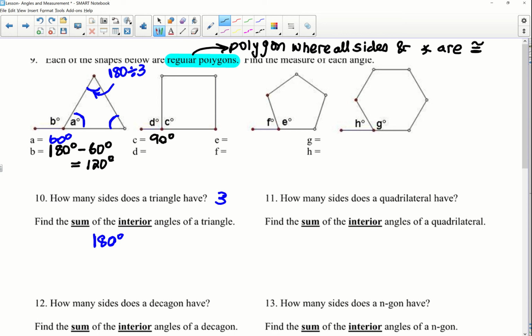All right. So here I'm kind of going the other way, where if I know each of these angles is 90 degrees, and there's a total of four of them, if there's four sides, there's four angles. If there's five sides, there's five angles. If there's 10 sides, there's 10 angles. All right. That tells me, going to number 11, four sides in a quadrilateral, we can expect 90 times 4, which is 360 degrees.